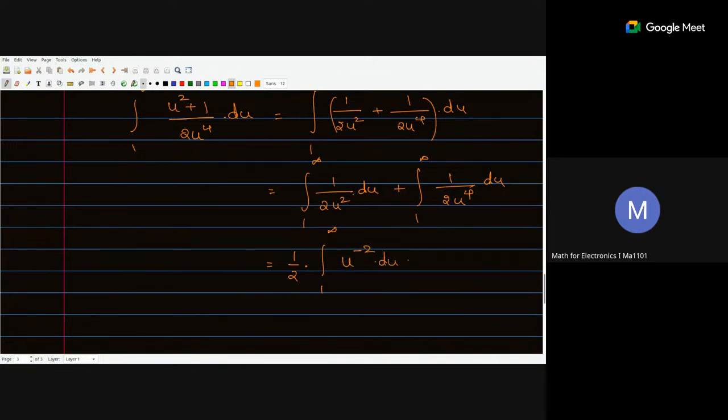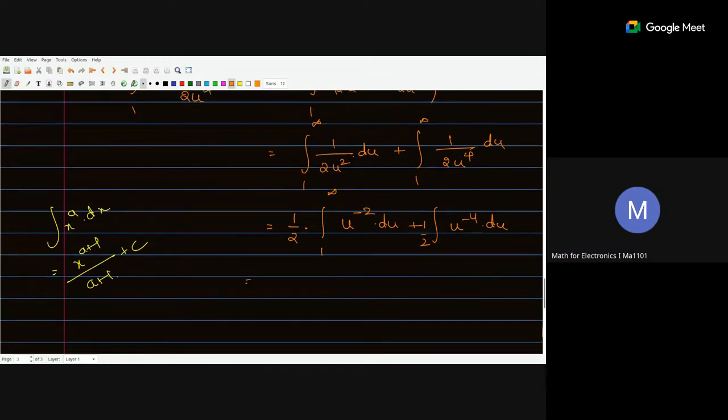So we know the integral of x power a is x power a plus 1 upon a plus 1, plus c. Here it is a definite integral, so we don't need that plus c. The second one will be u power minus 4 du. Using this formula, we get u power minus 2 plus 1 by minus 2 plus 1, with limits infinity and 1, plus half into u power minus 4 plus 1 by minus 4 plus 1, again with limits from infinity and 1.